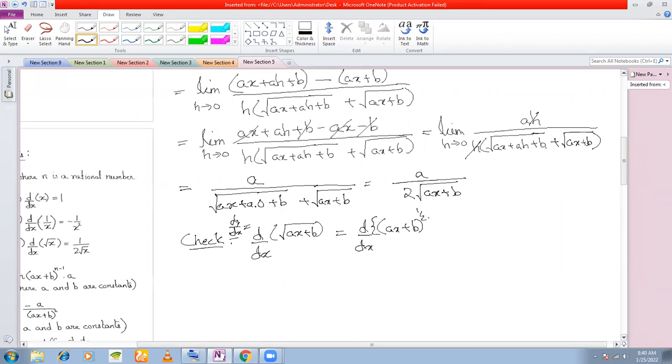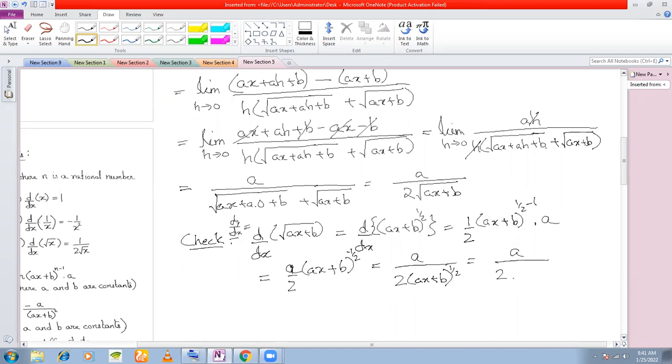And how do you differentiate ax plus b whole to the power of n? First, you have n into ax plus b to the power of n minus 1 into the coefficient of a, right? So you get here half, a by 2, ax plus b to the power of minus half, right? And this you can write as a by twice ax plus b to the power of half, which is a by 2 root ax plus b. Have I got the right answer?